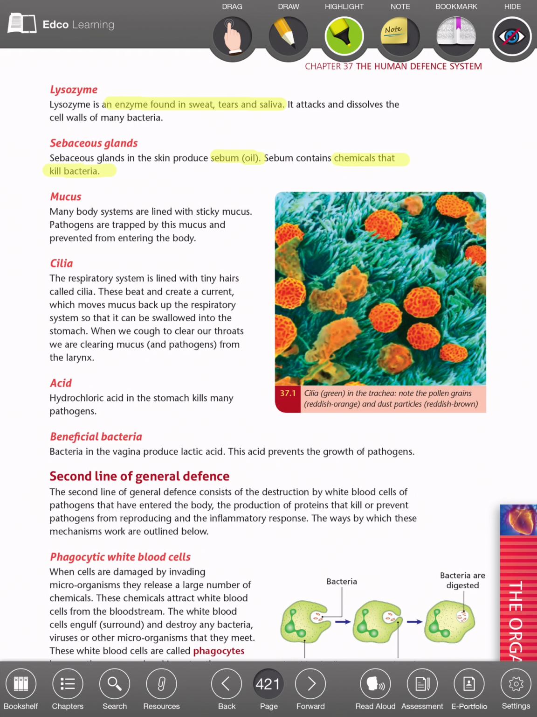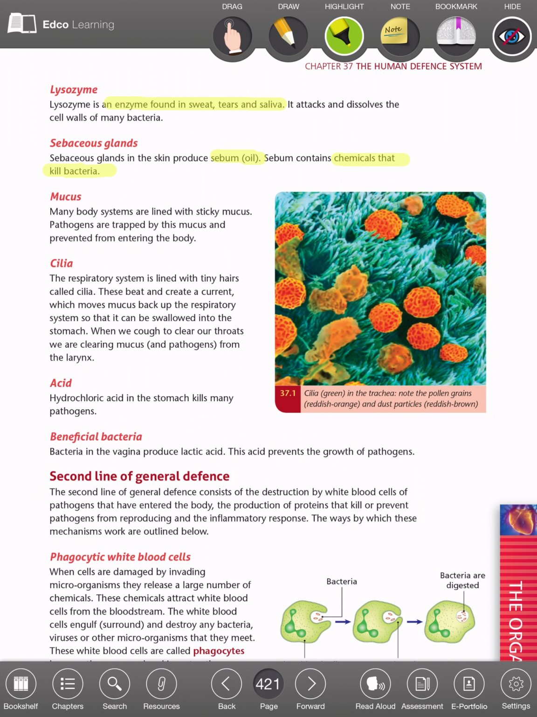Pathogens are trapped by this mucus and prevented from entering the body. Examples of that are the lining of your nose, which produces mucus, and the back of your throat, which produces mucus too. Cilia, so we've heard of these before.